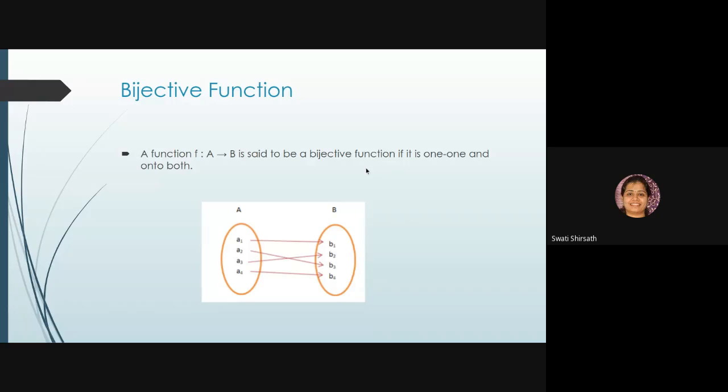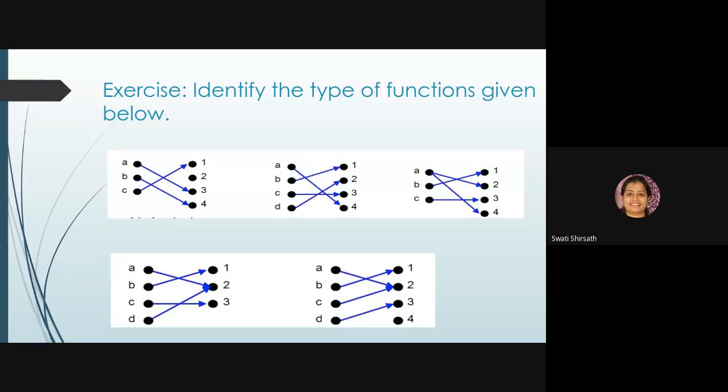ओके सो जो प्योर वन टू वन फंक्शन है वो आपका बाइजेक्टिव फंक्शन होगा, because it will be an onto function also. Okay, now this is an exercise for you. You have to identify the types of functions given below. So do it fast and tell me which of them are one to one, onto, bijective.